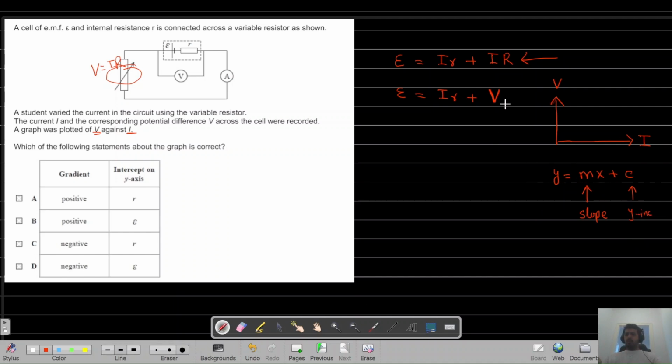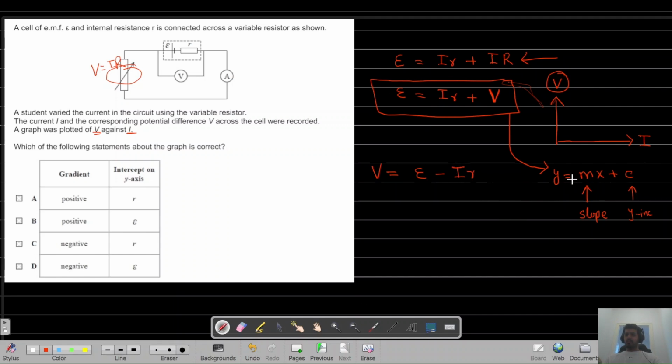So what we want to do here is rearrange this equation so that it looks exactly like this equation right here. So on the y-axis, we want to have potential difference. So first of all, we will rearrange this equation so that we have V on the left side. So I'll get V, potential difference, equals E, that is EMF, minus I times small r.